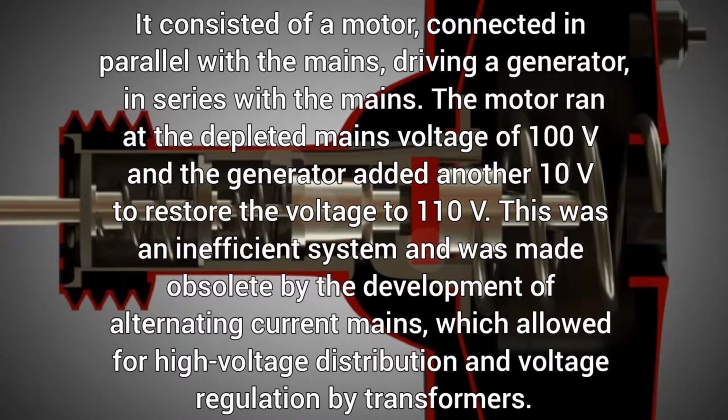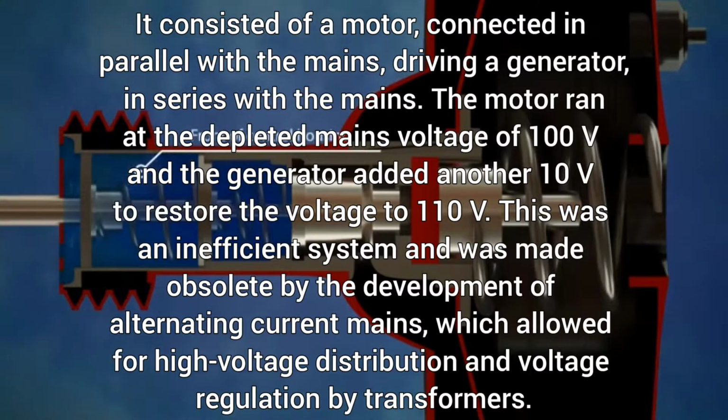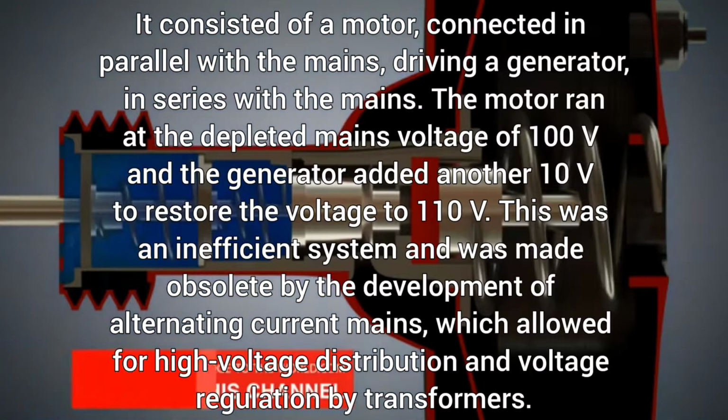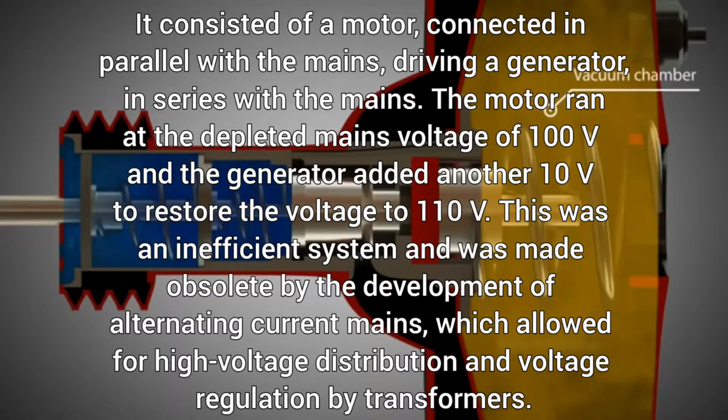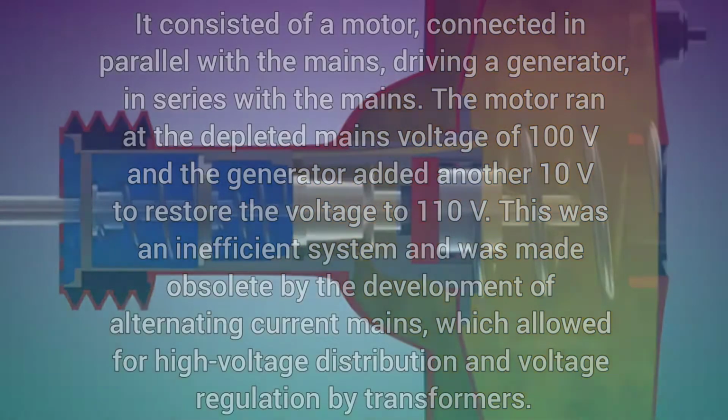It consisted of a motor connected in parallel with the mains, driving a generator in series with the mains. The motor ran at the depleted mains voltage of 100 volts, and the generator added 10 volts to restore the voltage to 110 volts. This was an inefficient system and was made obsolete by the development of alternating current mains, which allowed for high voltage distribution and voltage regulation by transformers.